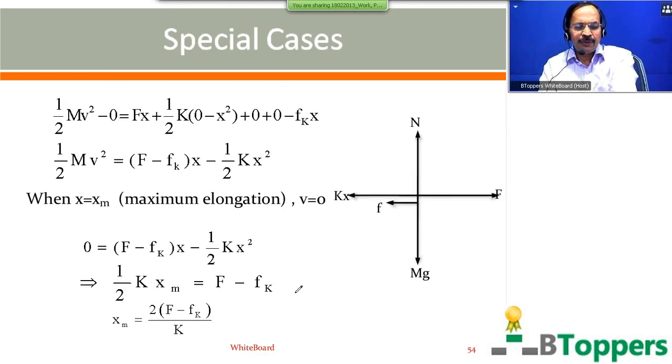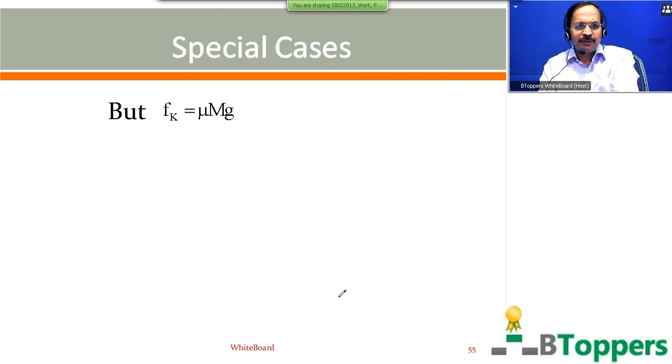Come on, finish copying up to here. In case you need more time, you can take a pause and take your own time to copy this. I'm going to show you the continuation. But fk equals mu k into mg, so xm you get is 2 into F minus nu mg by k. To find the maximum velocity of the block, velocity here also will be maximum at the equilibrium position. So I will continue the discussion next class.